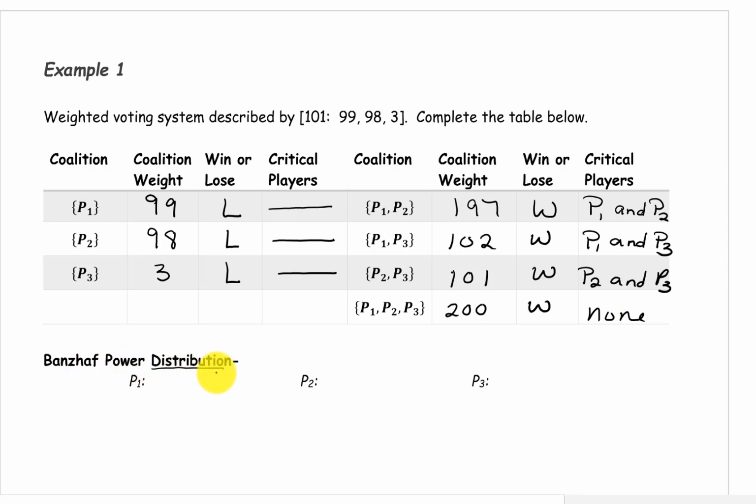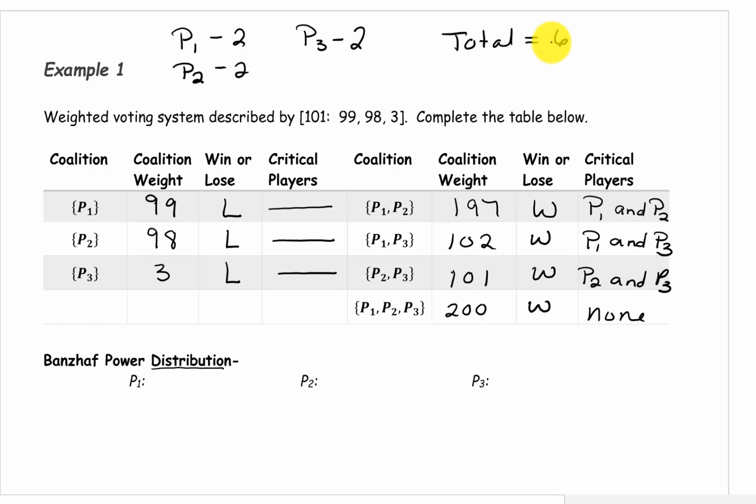To find the Banzhaf Power Distribution, we need to count up how many times each player was critical, and then divide it by the total number of times players were critical. So we'll list those up here. Player 1 was critical 2 times. Player 2 was critical once here and once here, so 2 times. And player 3 was critical once here and once here, so also 2 times. So our total is 2 plus 2 plus 2, or 6.